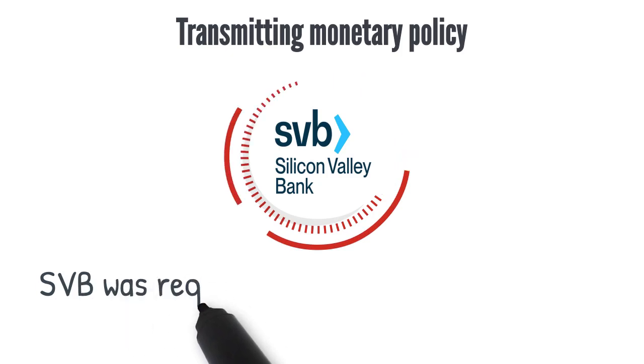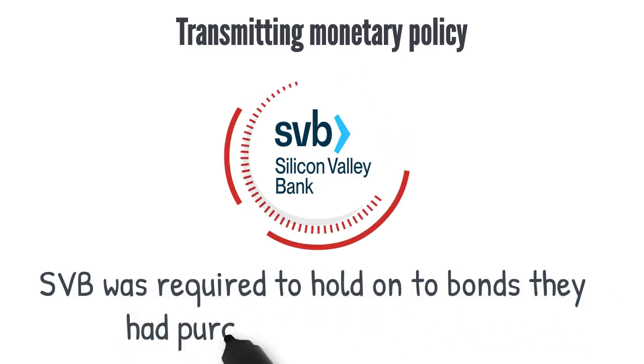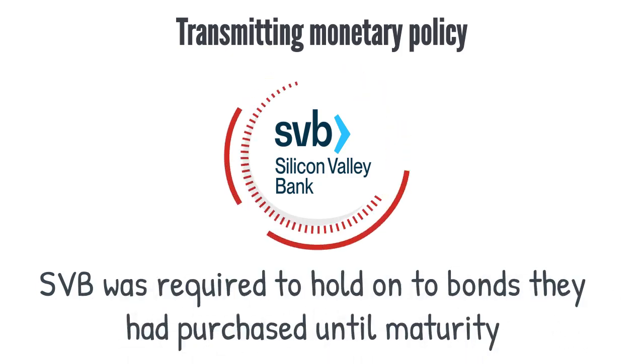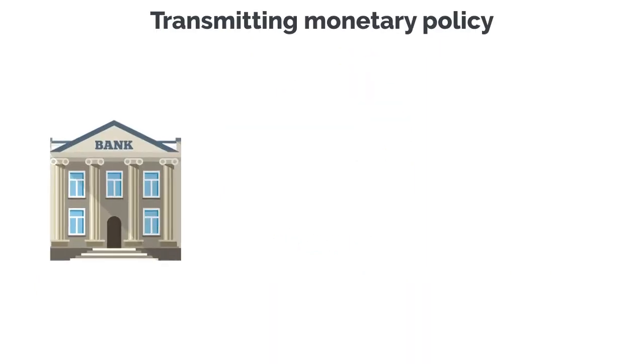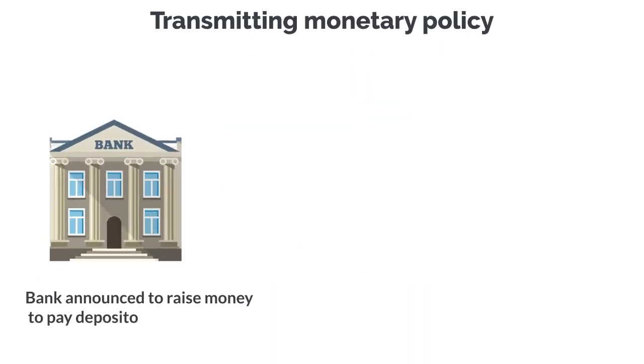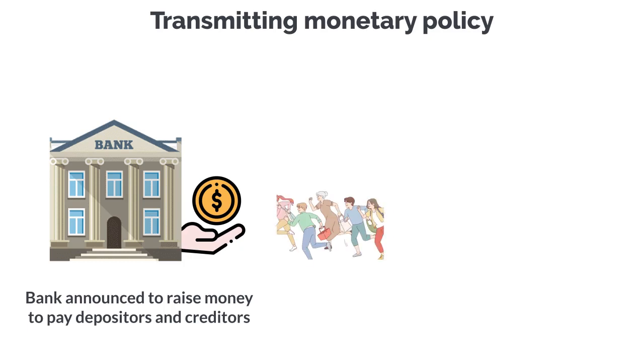SVB was required to hold on to bonds they had purchased until maturity. When the Federal Reserve raised rates, the bonds were yielding less than the cost to borrow. In simple terms, their liabilities were greater than their assets. When the bank announced that it needed to raise money to pay depositors and creditors, it triggered a run on the bank.